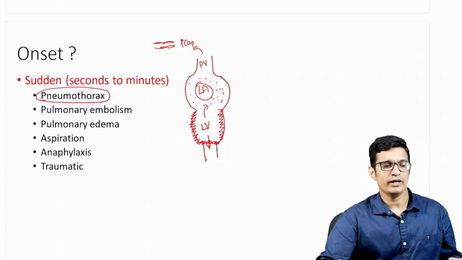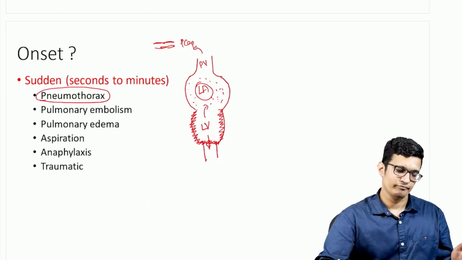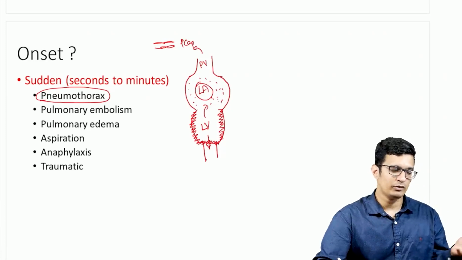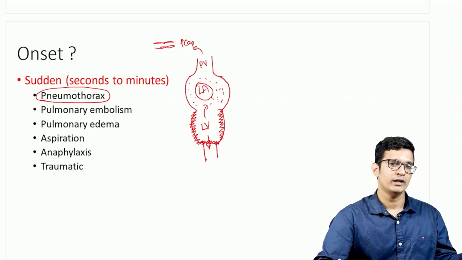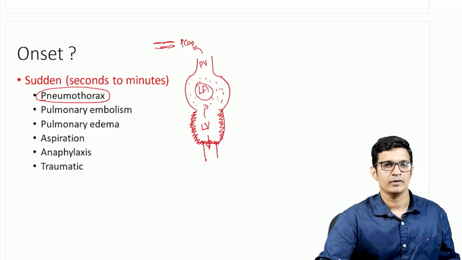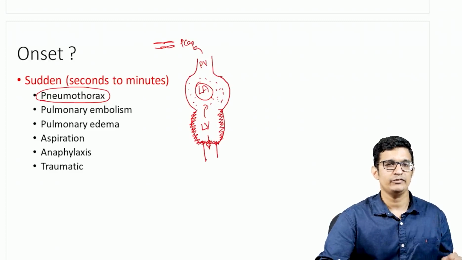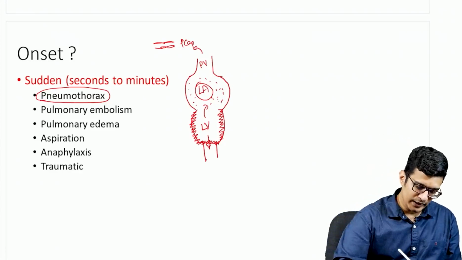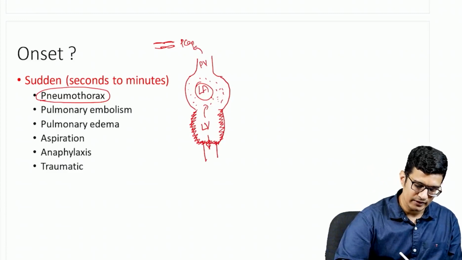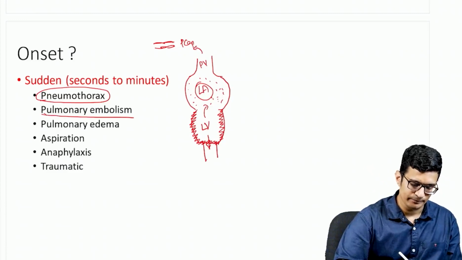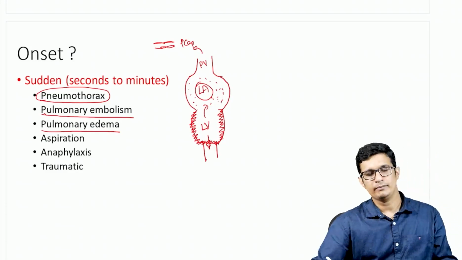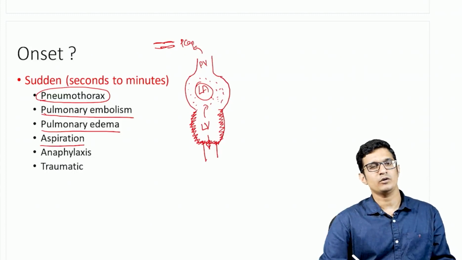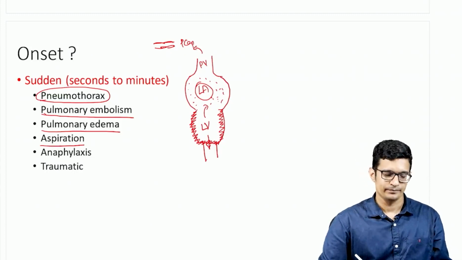So that lung will ultimately not take part in gas exchange either. This will lead to decreased perfusion to that lung, as well as impaired ventilation from that part of the lung, because when there is no perfusion to that part of the lung, no gas exchange is going to happen. So effectively there is a ventilation perfusion mismatch, and this will lead to a sudden onset of breathlessness. So another condition which presents with sudden onset breathlessness is pulmonary embolism. So pulmonary edema, pulmonary embolism, pneumothorax and aspiration are the major causes of sudden onset breathlessness.